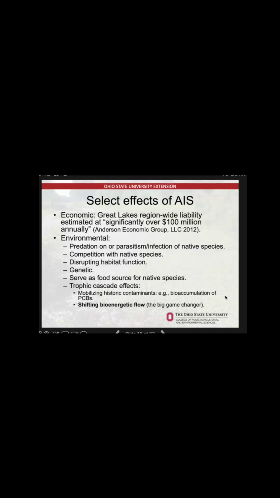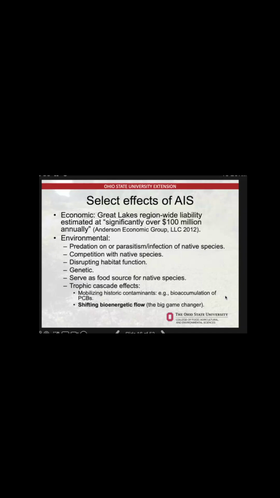So zebra mussels sit in the substrate. They start accumulating all of those historically sequestered PCBs. It concentrates in the zebra mussel tissue, which is very fatty. Then the round goby eat a lot of zebra mussels, and then something like a smallmouth bass eats a lot of round goby. Every level up that food web, the toxin gets more concentrated. That's called biomagnification.